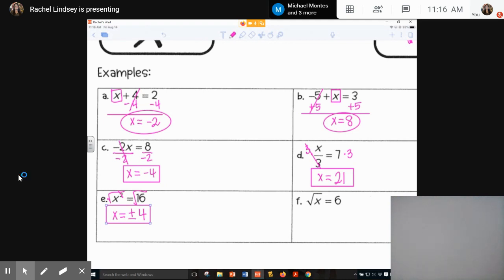And then to undo a square root to get rid of the house, you'll square both sides. Square cancels the house, so bring down the x. And then what's 6 squared? 36.